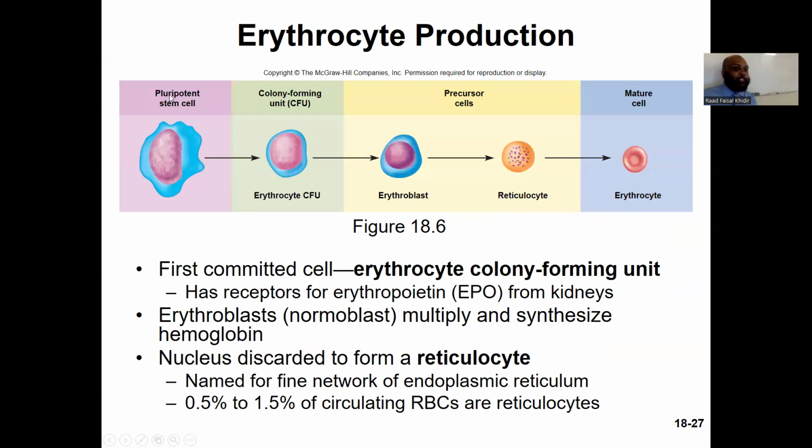That's the figure. You see, that's the pluripotent stem cell. There's a cytokine here in this arrow that made the pluripotent stem cell become a colony forming unit. Then another cytokine made the erythrocyte colony forming unit convert into an erythroblast. Then another cytokine makes the erythroblast become a reticulocyte. Then another cytokine makes the reticulocyte an erythrocyte. So we begin as a pluripotent stem cell, then we end up with an erythrocyte. Does that make sense?